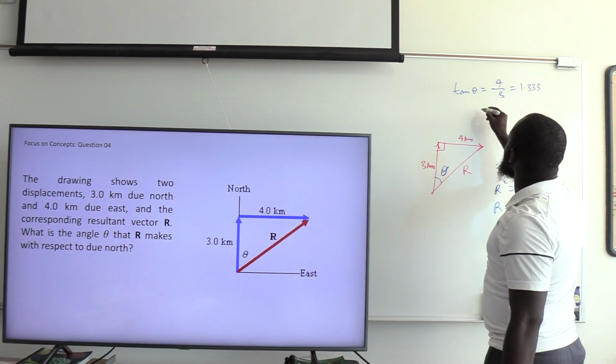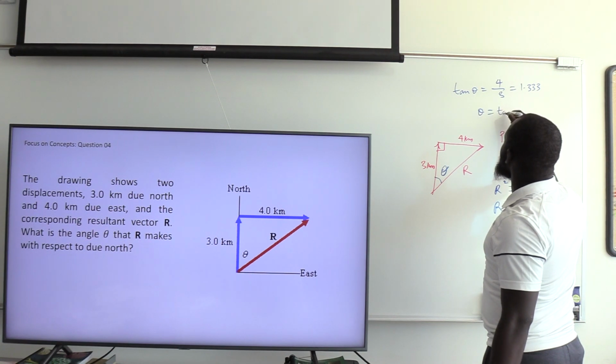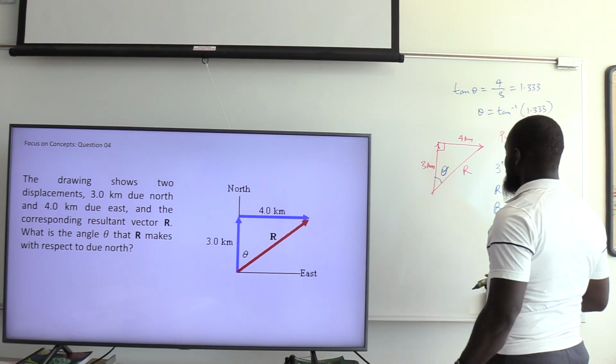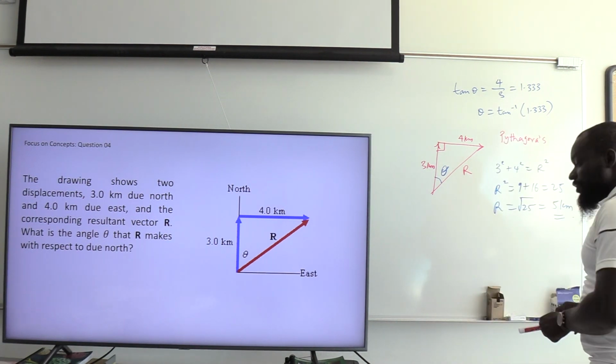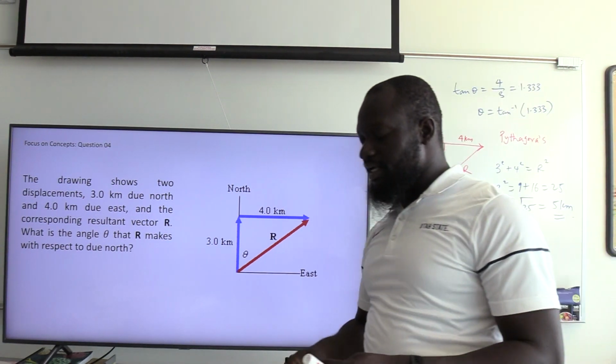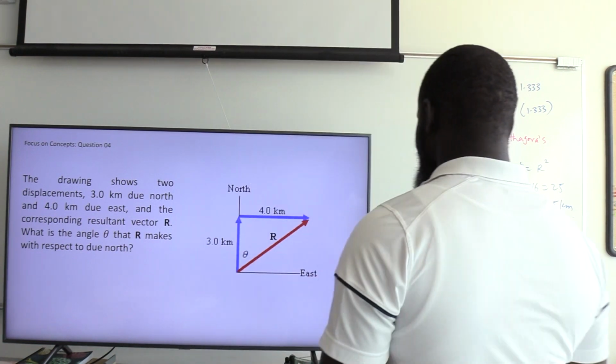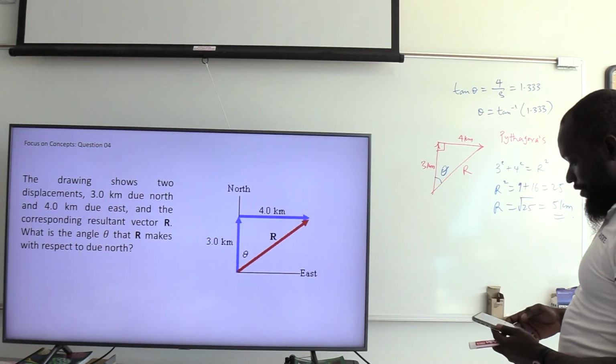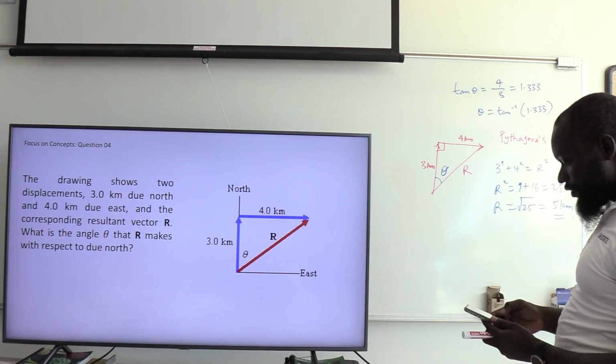Is that okay? So theta is the tan inverse of 1.333. Make sure you have your calculator with you, and that should give you 53.13 degrees. So let's verify that. That's 53.13. So make sure you have your calculator and you know how to use it.